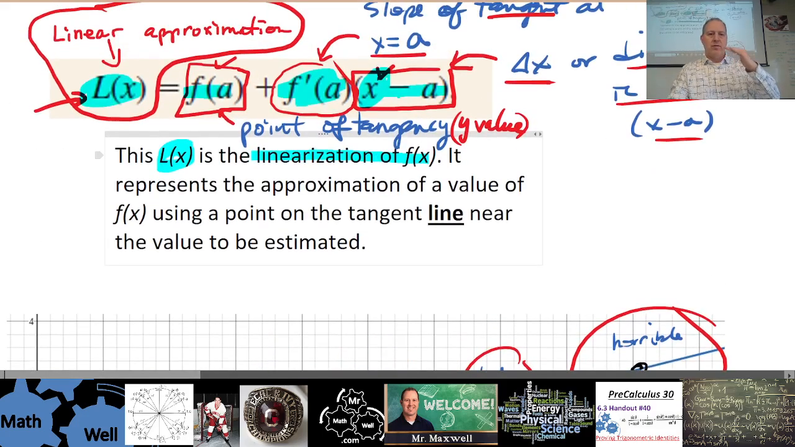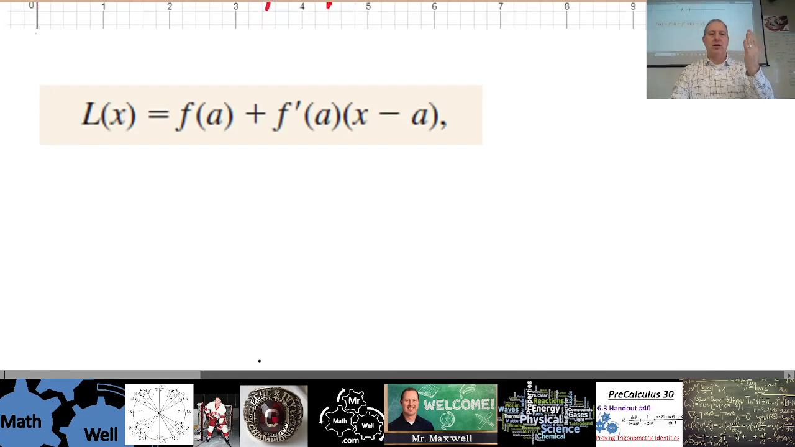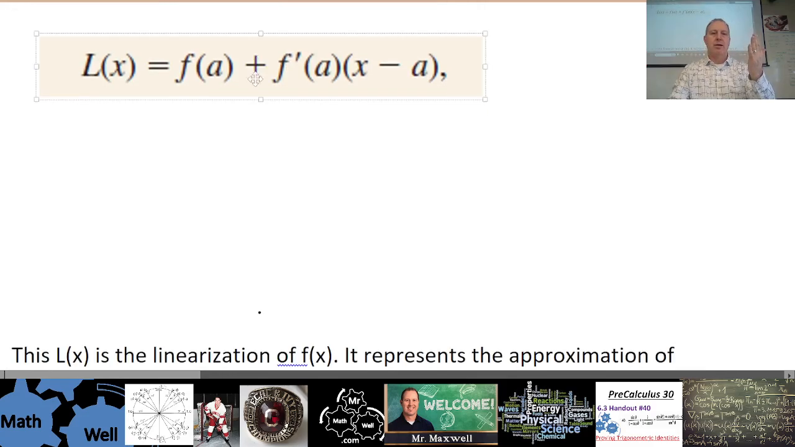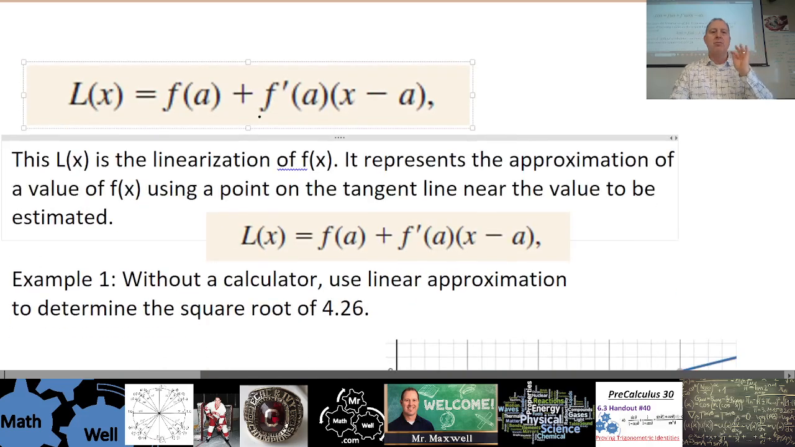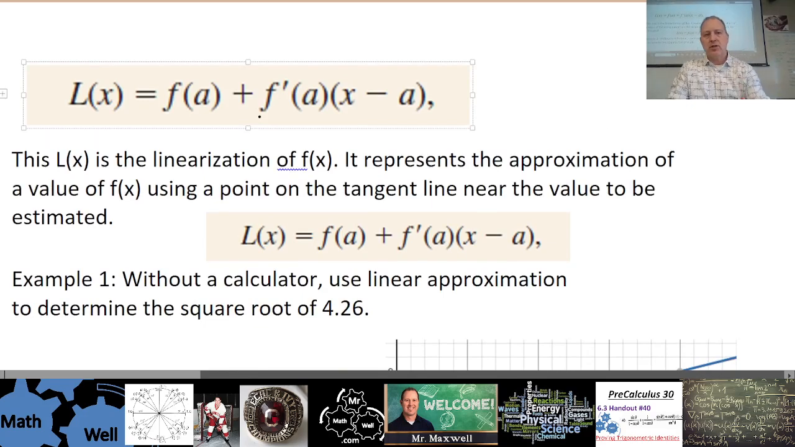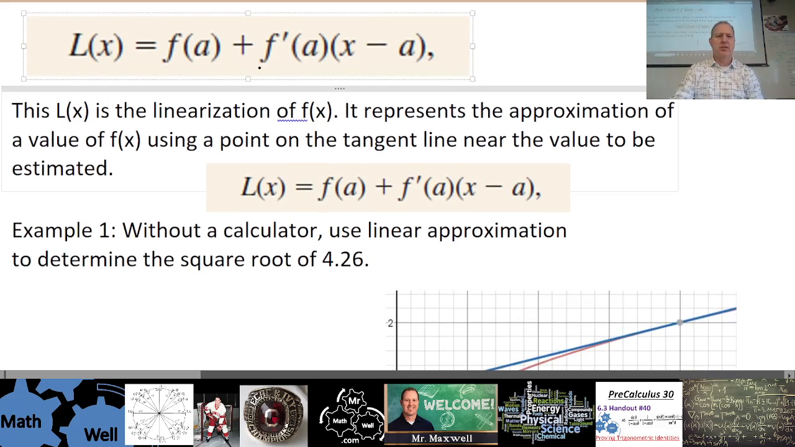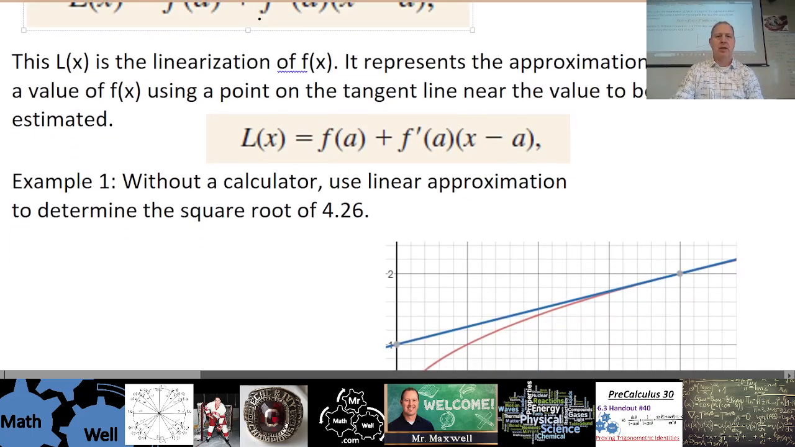So we've taken a look at this equation. There's a clean one right here, okay? And we're going to move now very quickly to an actual example where we're going to use this. So here's the linearization equation. It represents the value near the estimate. Here's example one.